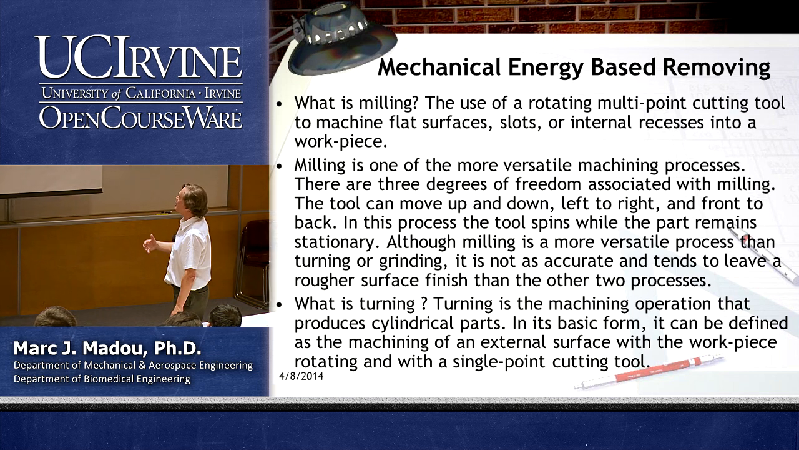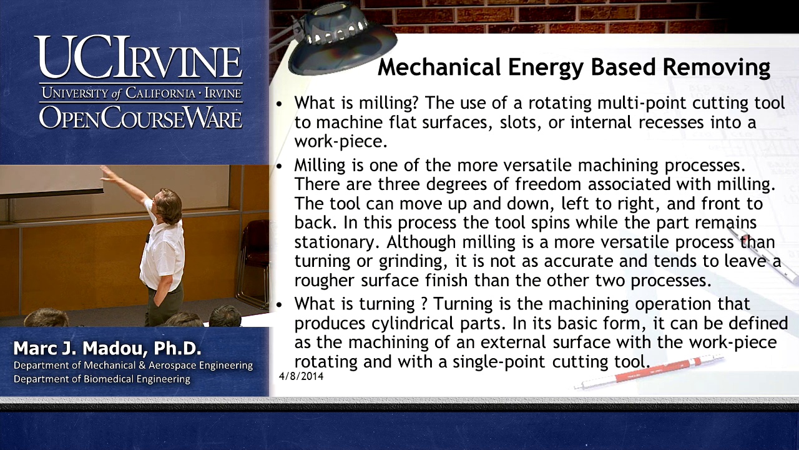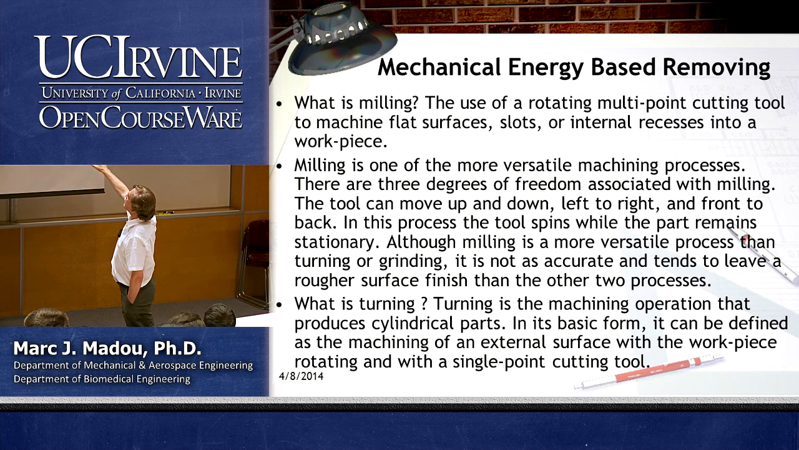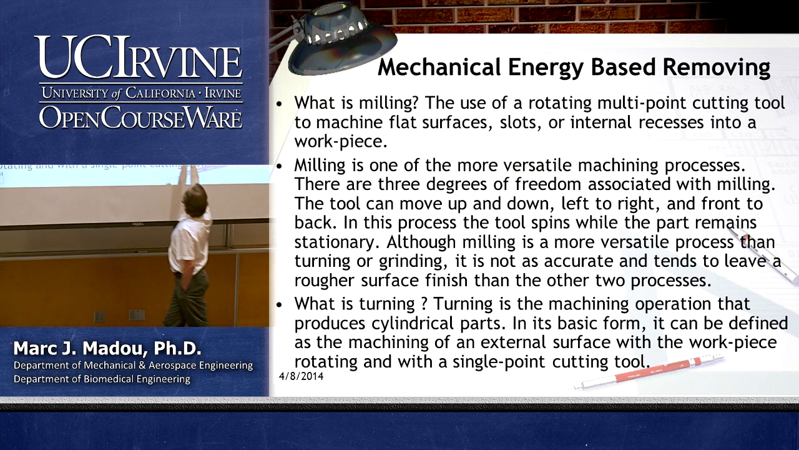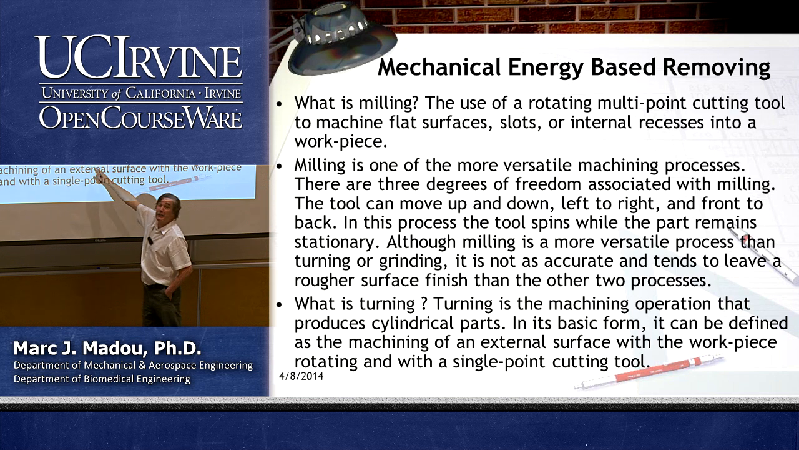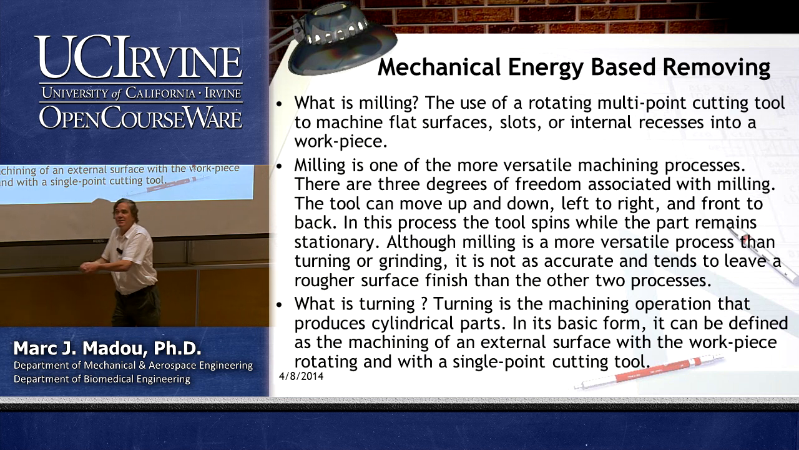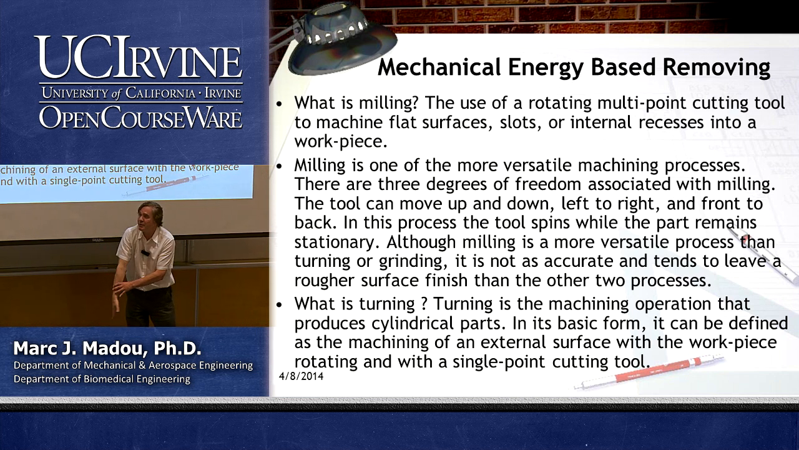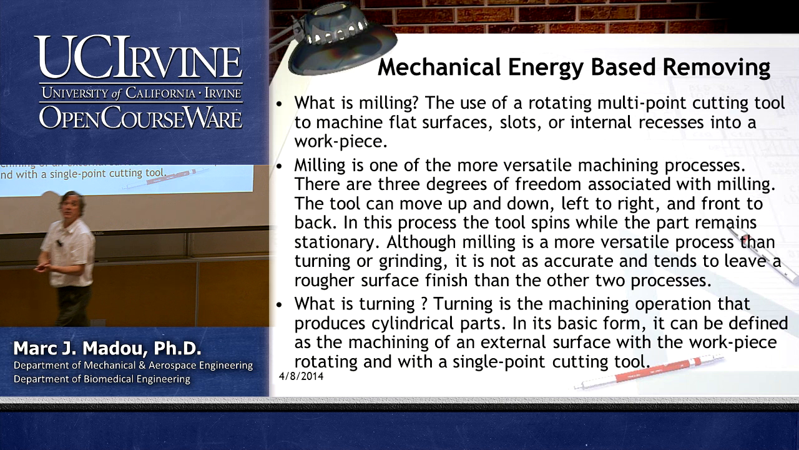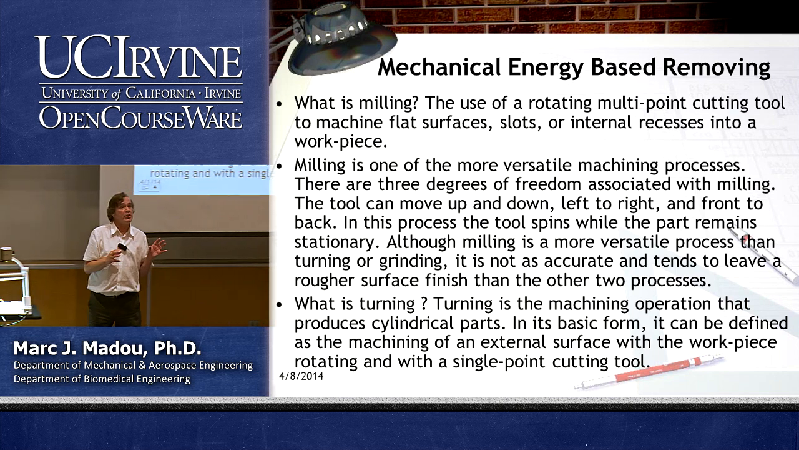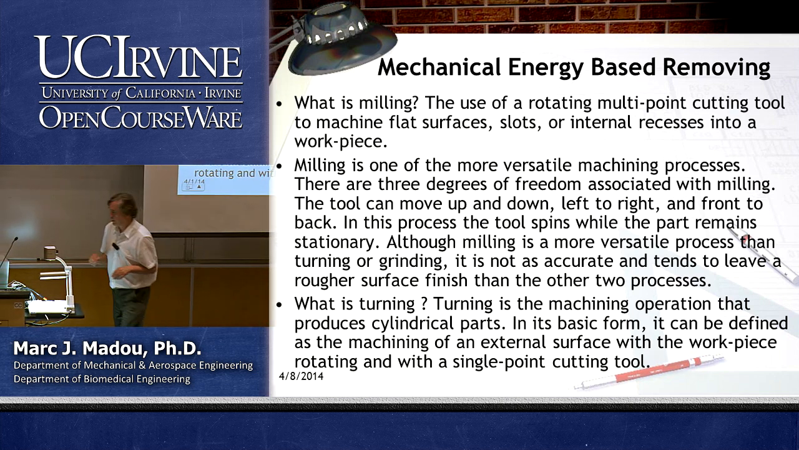So the tool can move up and down, left to right, and front to back. In this process, the tool spins while the part remains stationary. As in turning, turning is the machining operation that produces cylindrical parts. You remember the Egyptian, right? There was the workpiece that was rotating, and the tool was stationary. Milling is just the opposite. So let's watch a movie of each of these operations, and then call it a day.